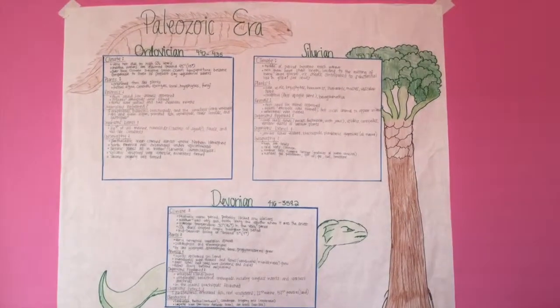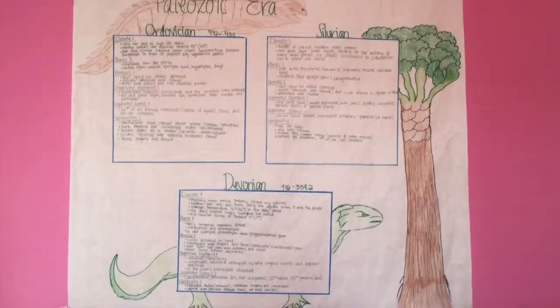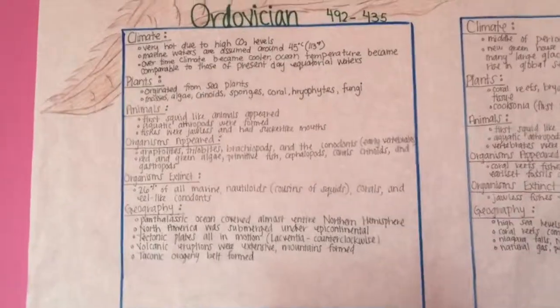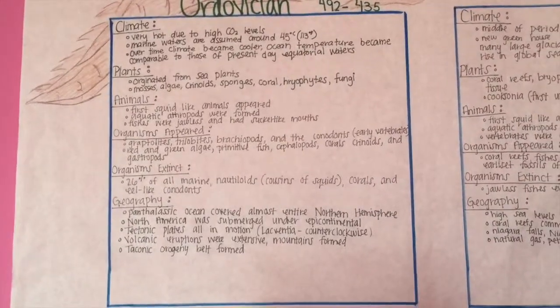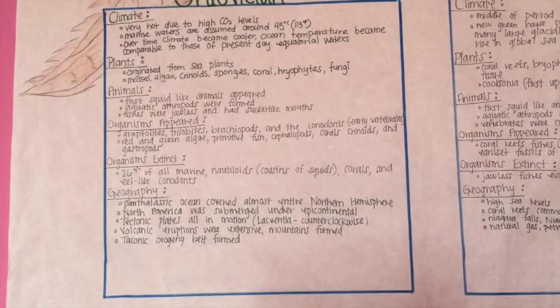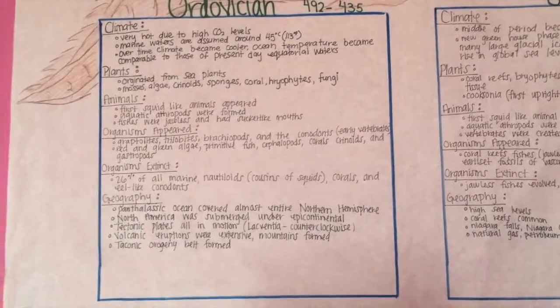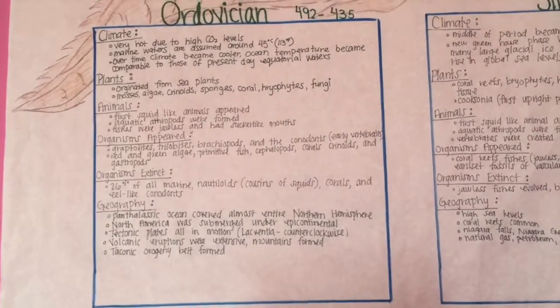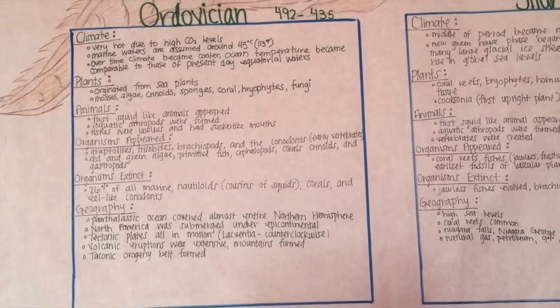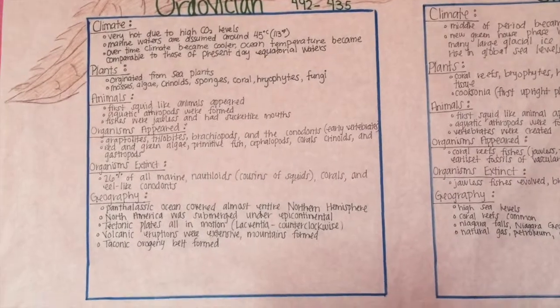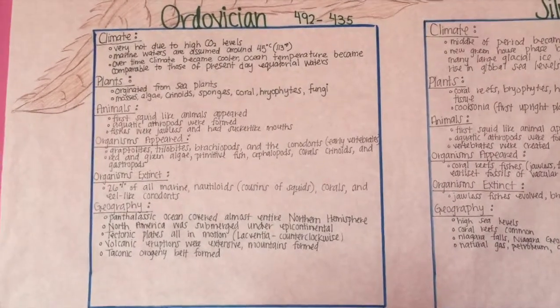This is the Paleozoic era. The Ordovician period was from 492 to 435. The climate was very hot due to high CO2 levels. The marine waters were assumed to be around 45 degrees Celsius. Over time, the climate became much cooler and the ocean temperature became comparable to those of present-day equatorial waters.